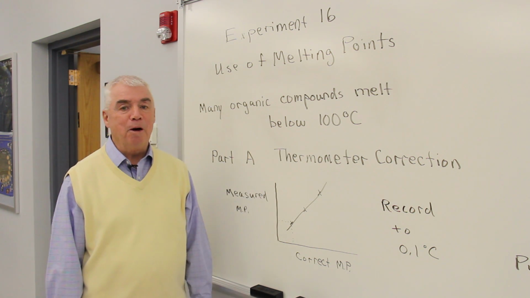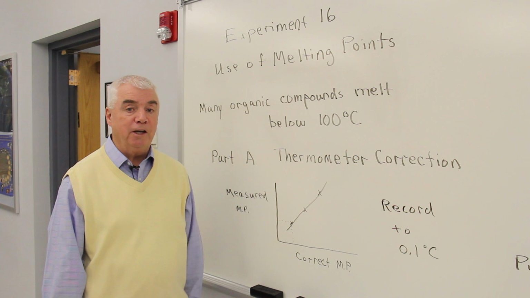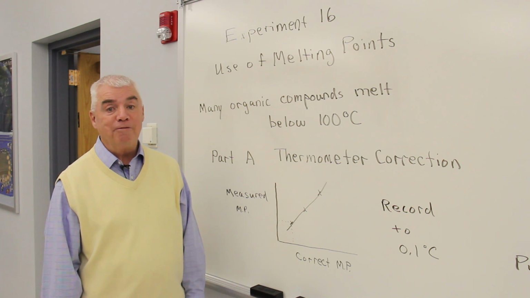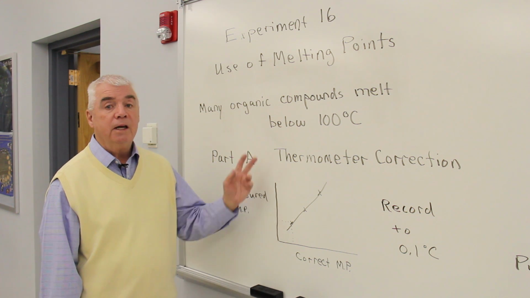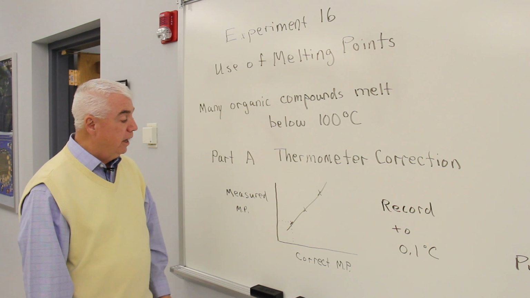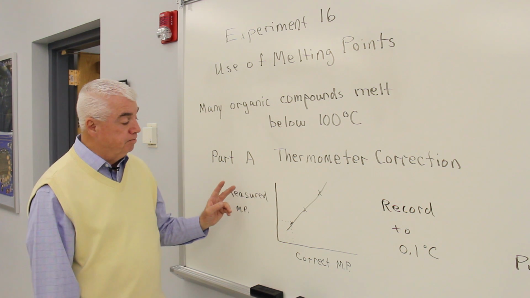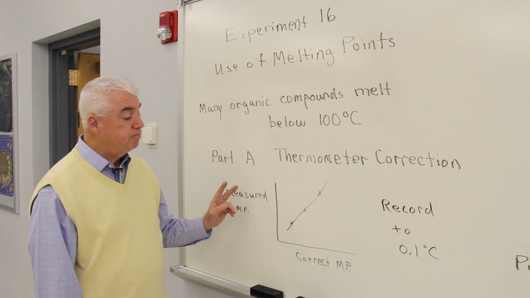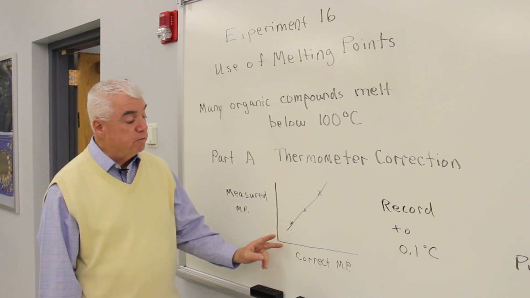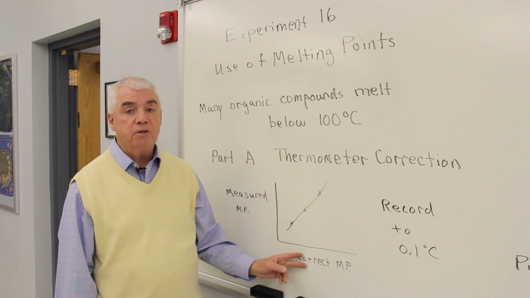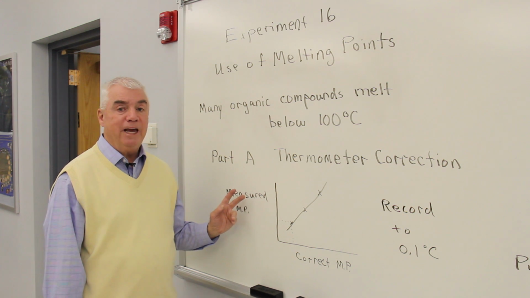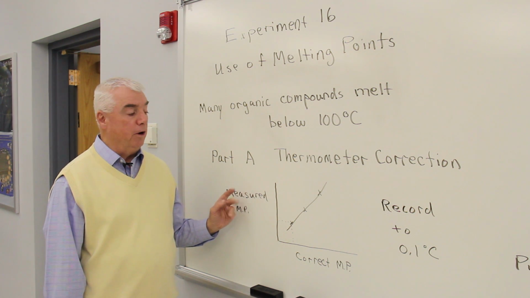All laboratory thermometers have some sort of error associated with them. If you had a very expensive thermometer, it probably wouldn't have any error, but typically lab thermometers do have a small error. And so what you'll do is take 3 substances and melt them. We have literature values for the melting point of those substances. That would be the correct melting point. And then what you'll be obtaining are the measured melting points.